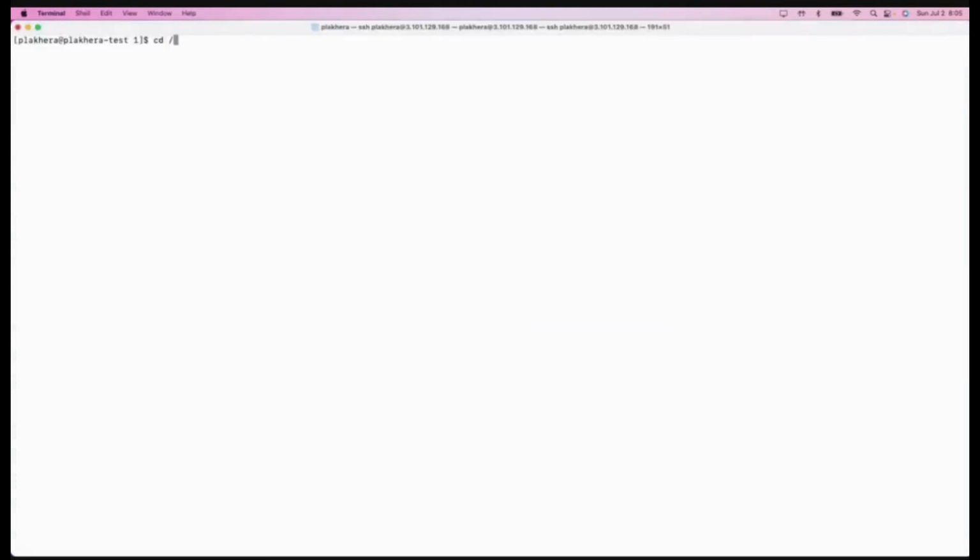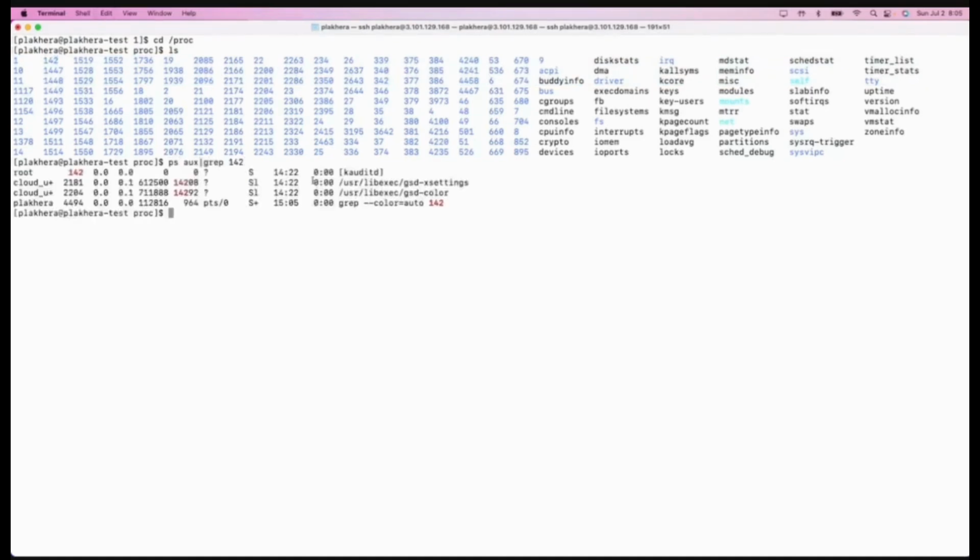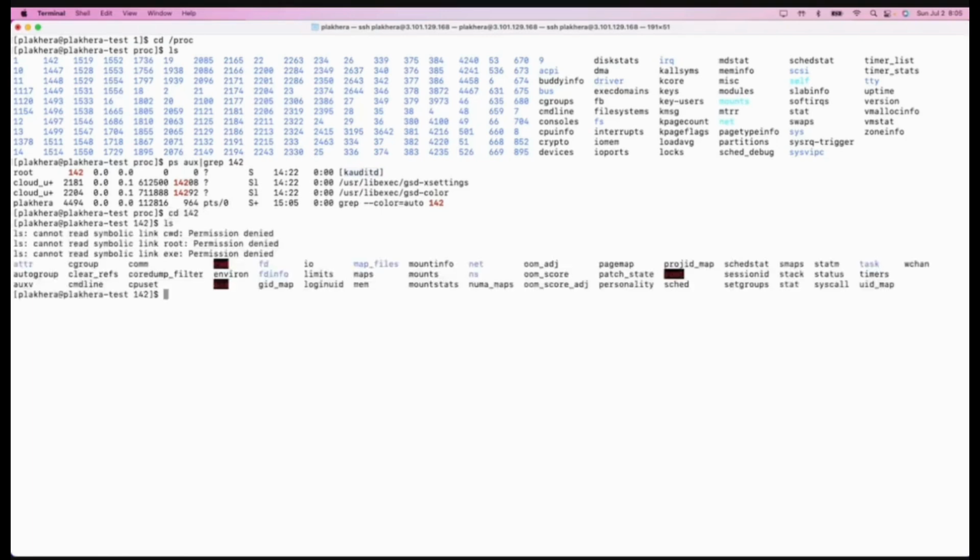So if we go to this proc, we have seen that all the processes are running on the system. And like I mentioned, we spoke about this yesterday, systemd is the first process. You can even check any other process, for example, this one. So you see that there's kauditd which is running. And if you go inside any of these directories and look for any of these files, for example, fd is for file descriptor. We looked at one of the files, for example, this maps.